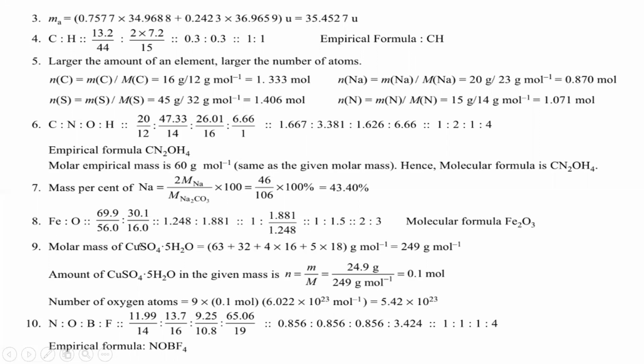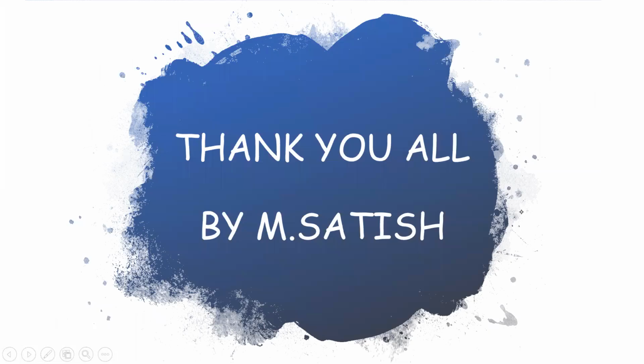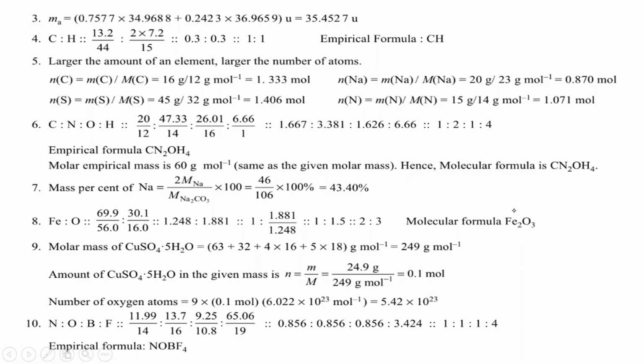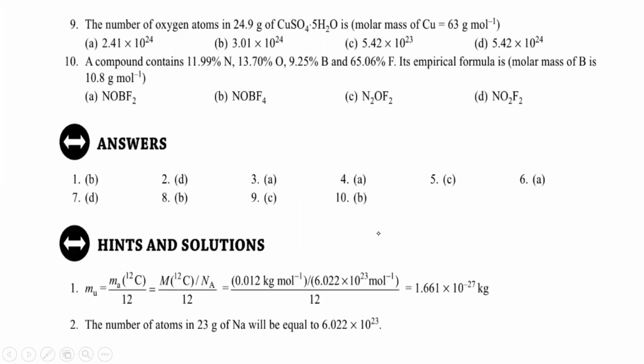So you'll get the simplest ratio. The ratios are 1.248 and 1.881 respectively. In that, 1.248 is the least. So 1.248 by 1.248 you'll get 1, and 1.881 by 1.248 you'll get 1.5. So as you didn't get a whole number, you have to multiply by 2. So the answer is a 2:3 ratio. So the empirical formula is Fe2O3, and the molecular formula is also Fe2O3, because the molecular mass and empirical formula mass are both equal.